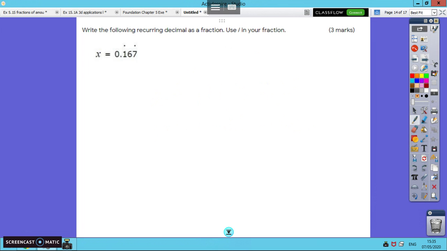Okay, we're now on to question 14, I think. This was done so well as well. Very impressed with this one. I thought this would spook some of you, but no, it didn't. You did very well with this. So you say x is equal to 0.167. What this means is x is actually 0.167 recurring, over and over and over again.